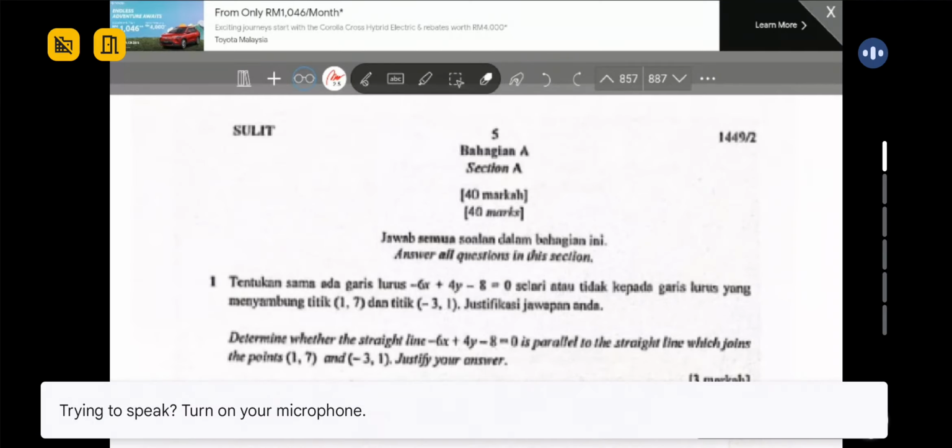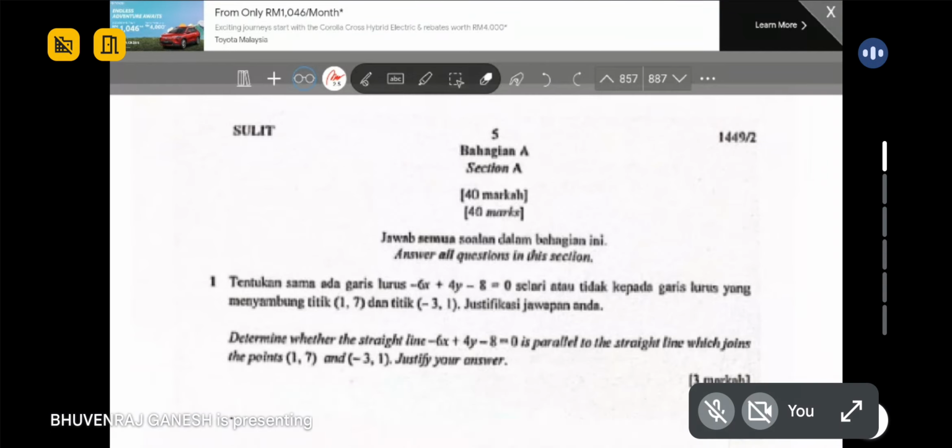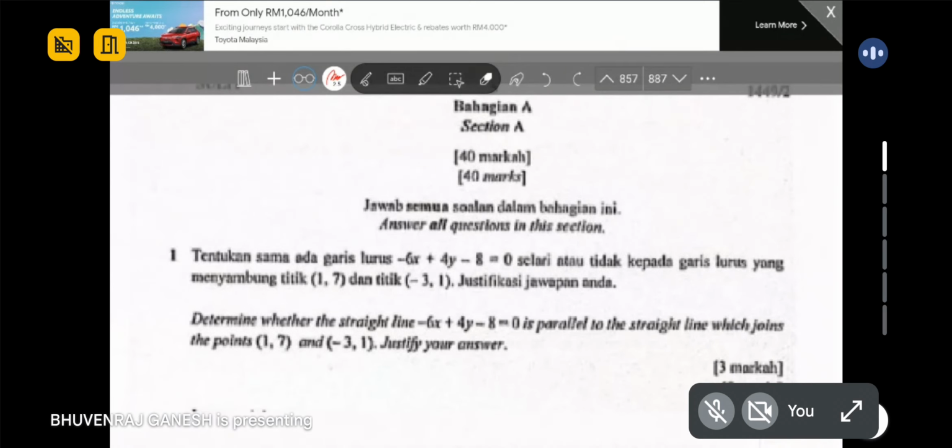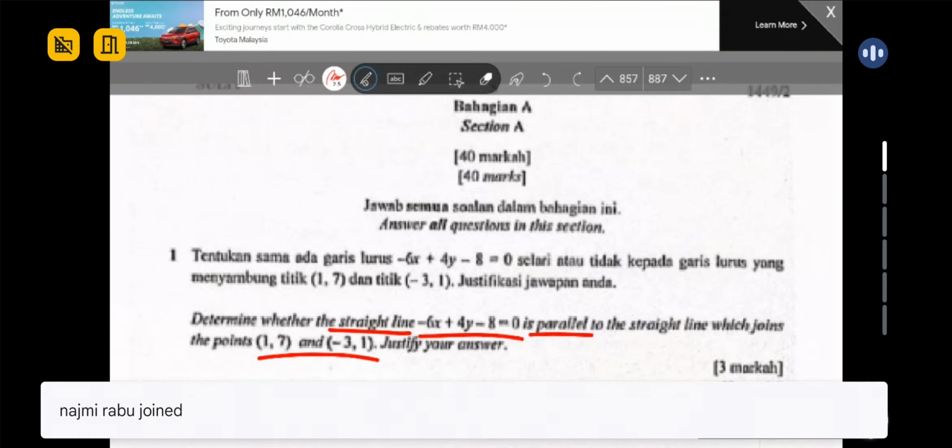Okay, kita mula sekarang. Okay, so we will start with paper 2 guys. First, okay, kita mula kertas 1 dulu. Okay, so this is the first question guys. Soalan pertama. Okay, so the question is, determine whether the straight line is parallel to this straight line. Okay, dia nak tentukan sama ada garis tu selari atau tidak.